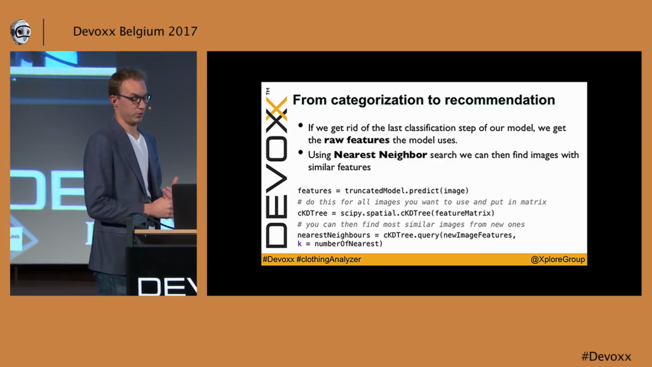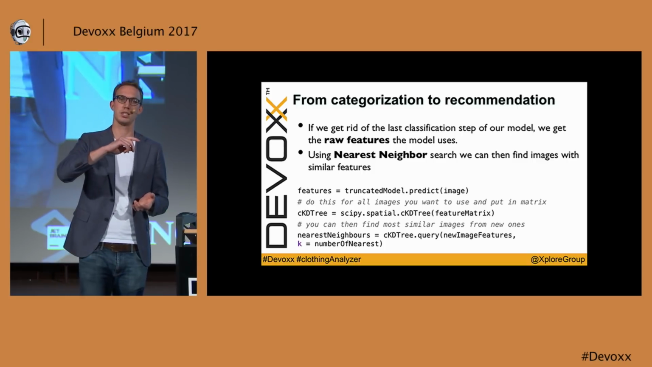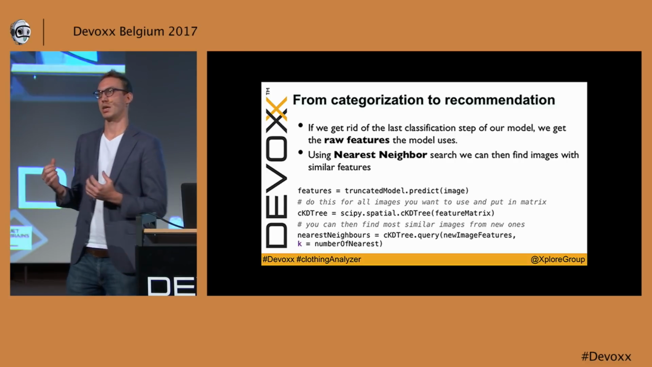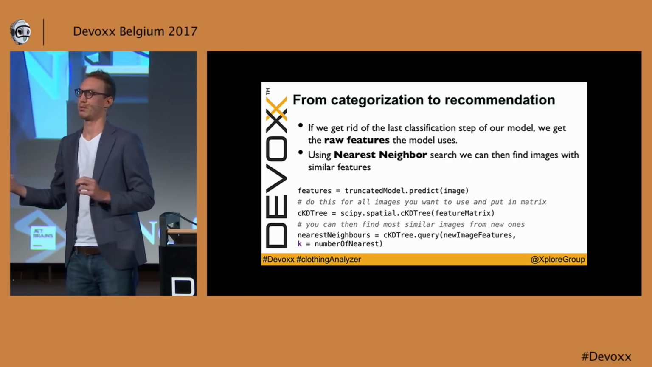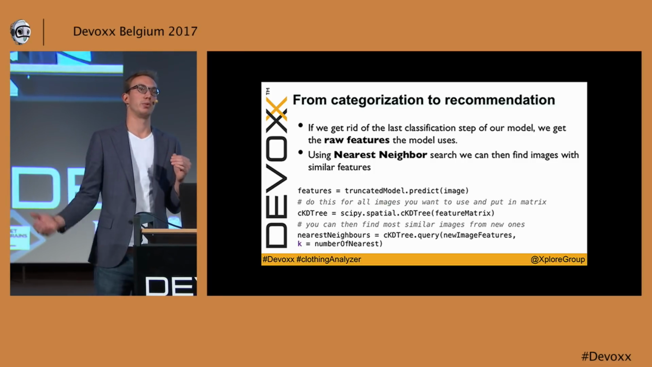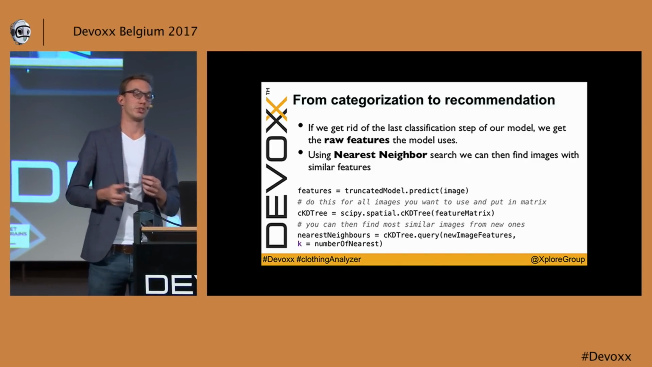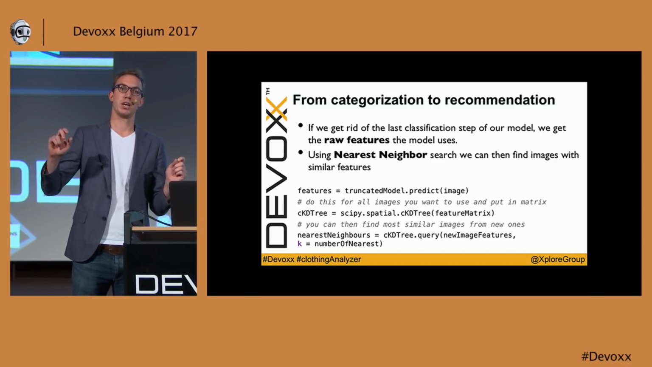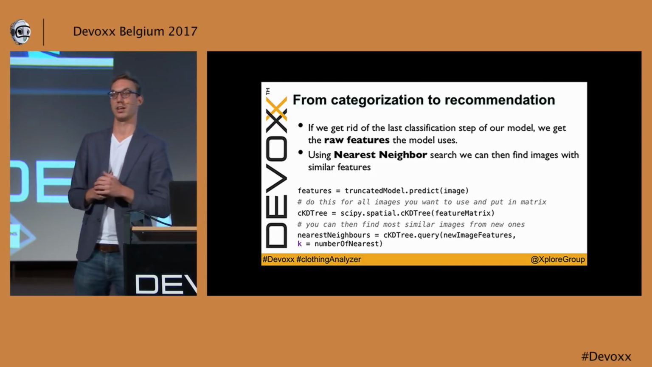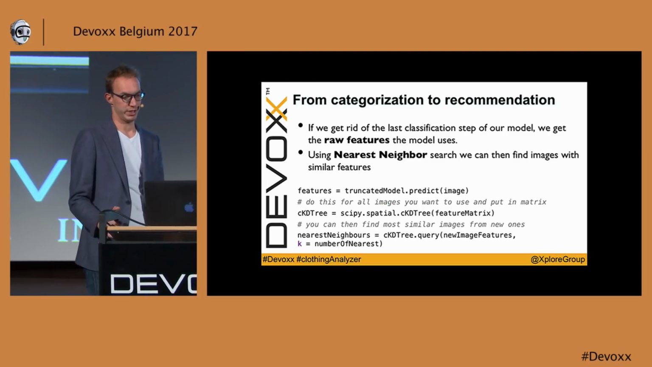vectors. So what we did is we just got rid of the last step of the model you saw previously in the slides, which was the classification step of our model. And if you get rid of that step, you just end up with the raw features of that model. And we can use those raw features and put them in a feature matrix. And then whenever we get a new image that we want to find similar images for, we just get the raw feature vector of that image, find the nearest neighbor or the most similar feature vector for that image in our catalog, and then we have a similar image based on the catalog that we already trained.